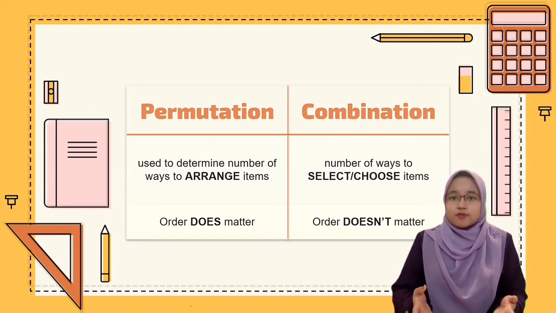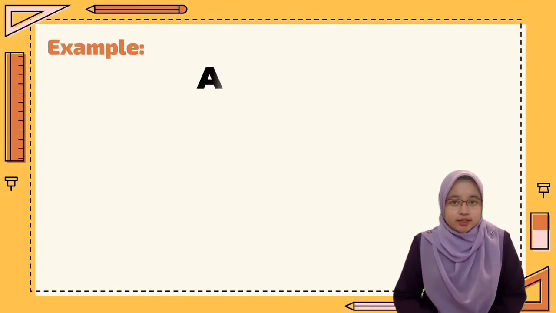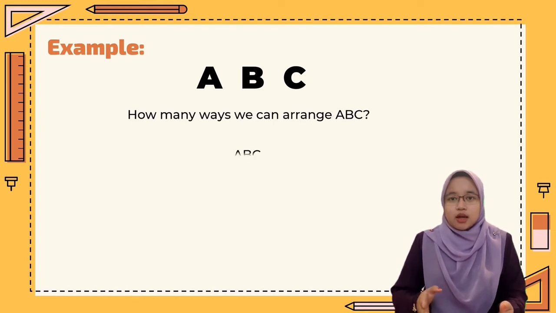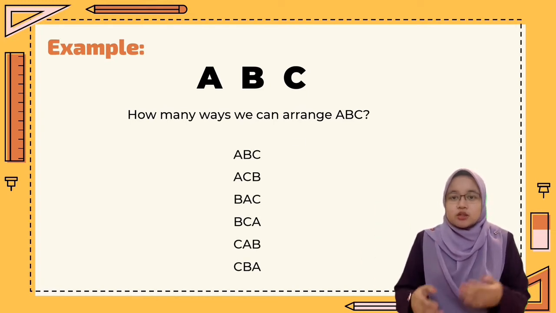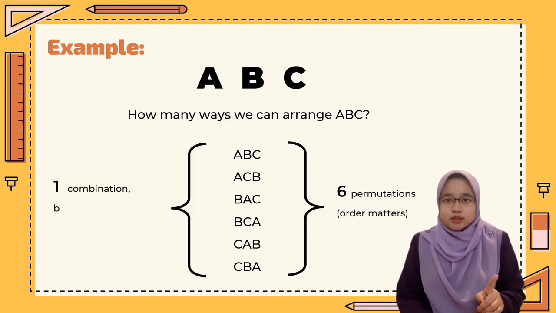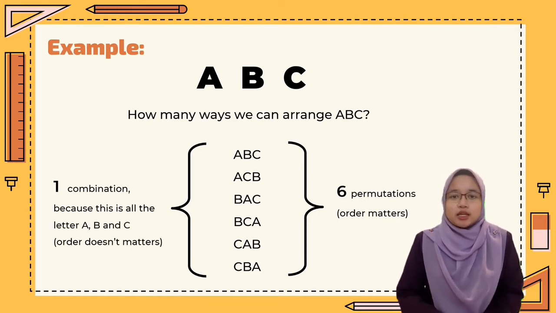not matter. As an example, we have the letters A, B, C. How many ways can we arrange them? We can also arrange them as A, C, B, as I show you here. So, we have 6 permutations, but all of these are considered as one combination because they are all the letters A, B, C, just arranged in different ways.